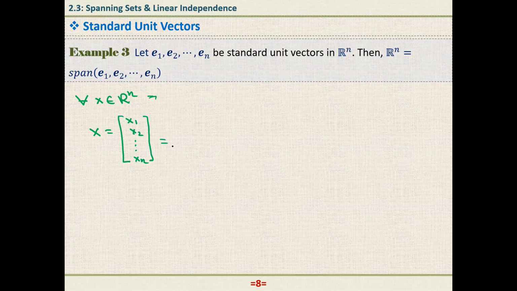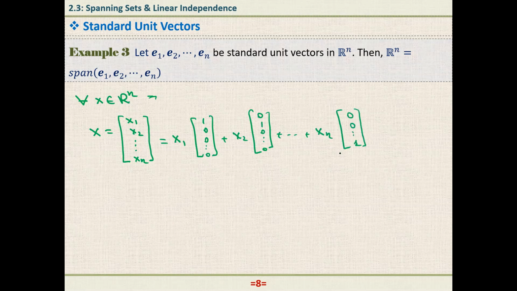And I can just write it as x1 times 1, 0, 0, dot, dot, 0, plus x2 times 0, 1, 0, dot, dot, 0, and so on. And the last one, here we have xn times 0, 0, dot, dot, where the last entry is 1. I can just write it as this. And what do you see here? The first one is x1 times E1. The second one is x2 times E2.